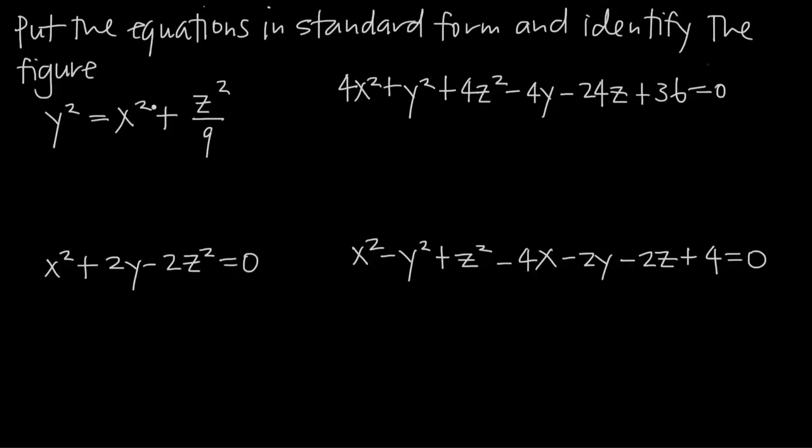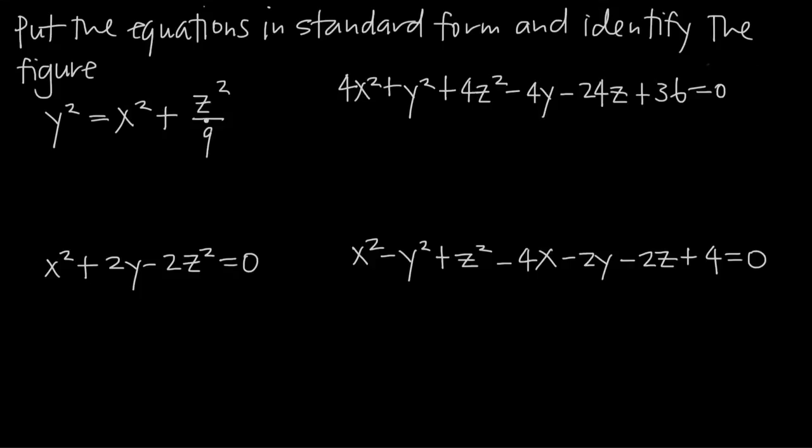And then depending on the arrangement of the variables, what are their signs? So sometimes the signs will be positive and sometimes they'll be negative. In this case, with the y on one side by itself and the x squared and z squared together on the other side, all of the signs are positive. So we have a positive y squared, a positive x squared, and a positive z squared.